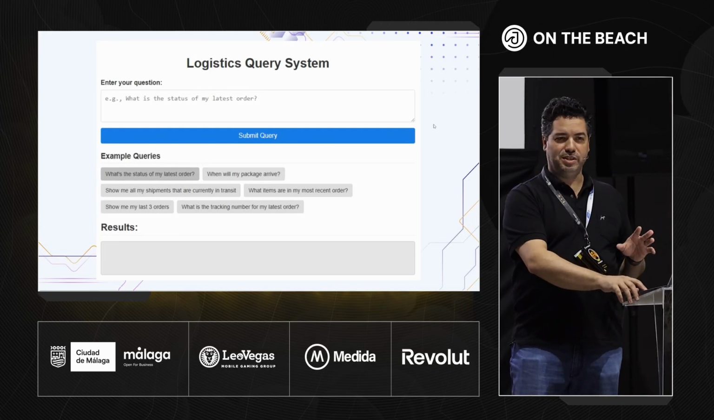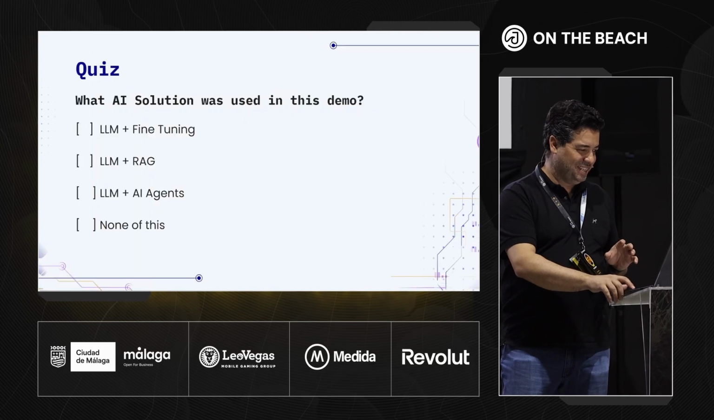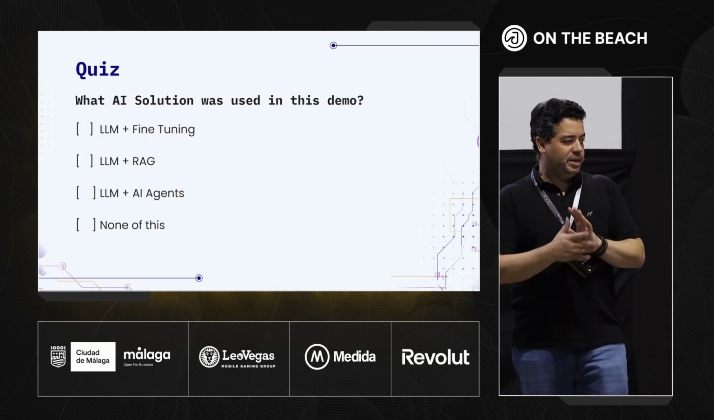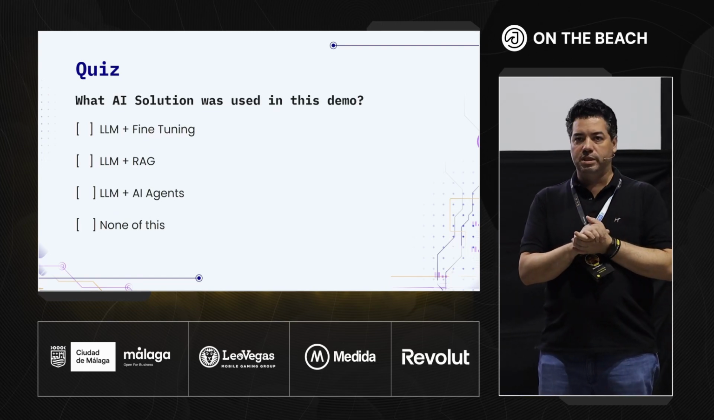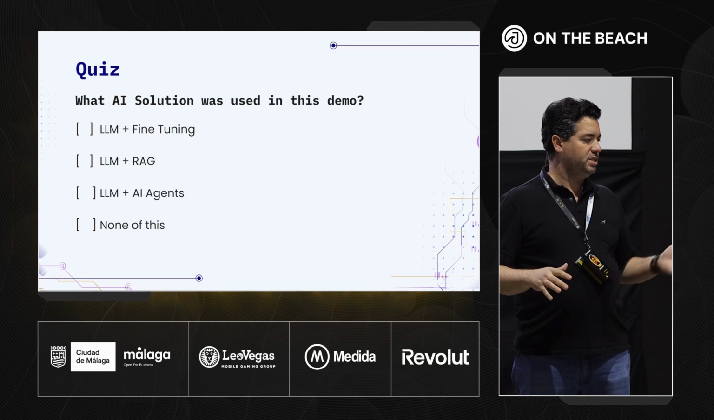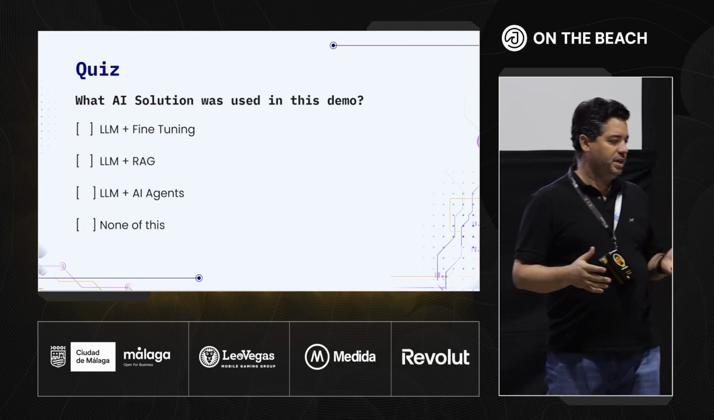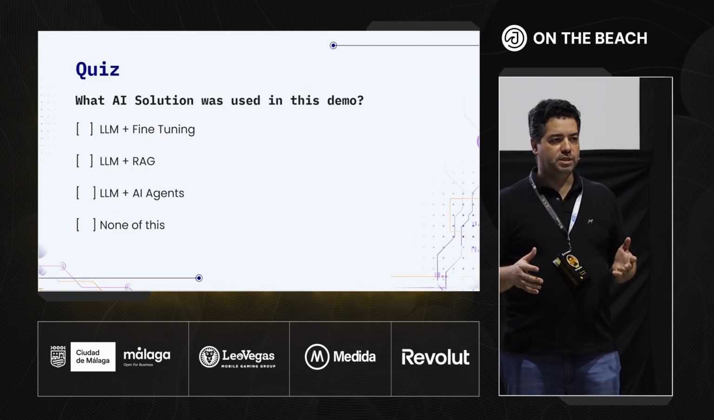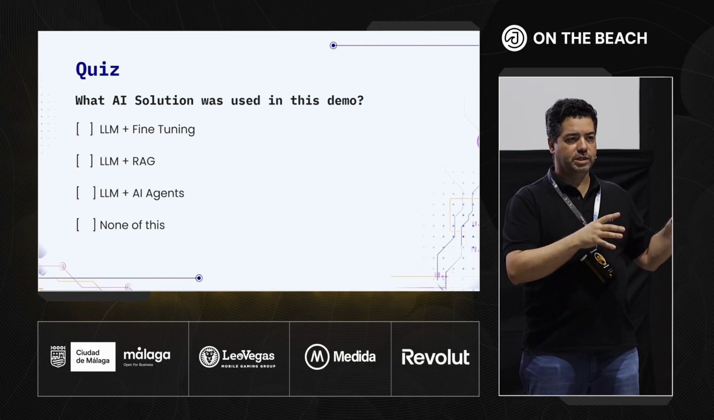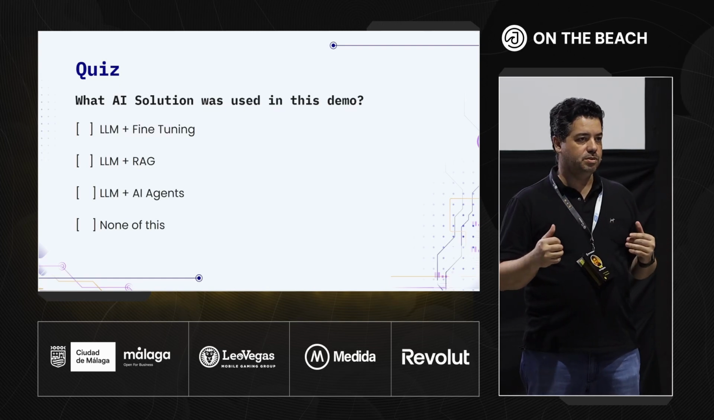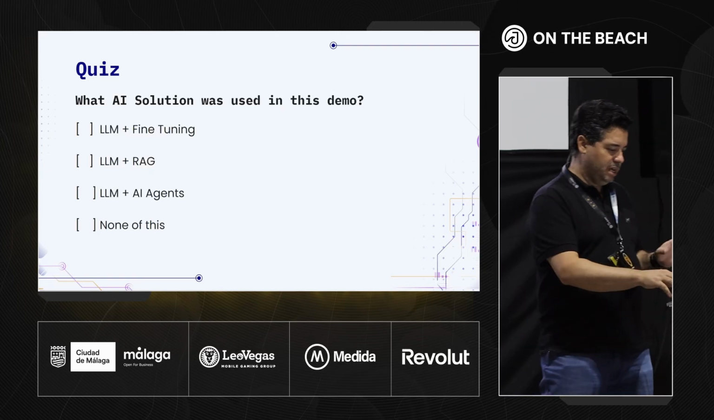Just in a safe scenario, I put a few slides with the example. But yeah, all right. So what AI solution do you guys think I used in this demo? Is it LLM with fine-tuning, LLM with RAG, LLM with AI agents? None of this. Think a little bit, what do you think this simple example is using behind the scenes? So actually, it's not using any of this.